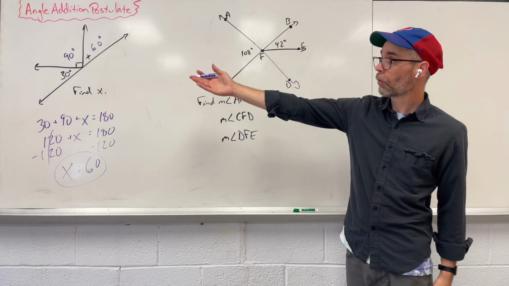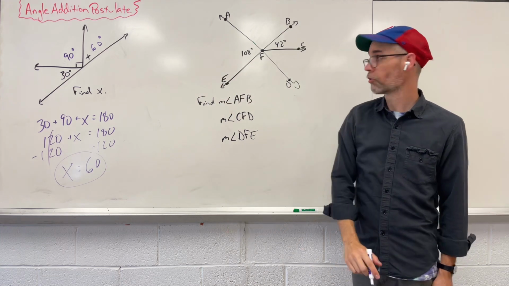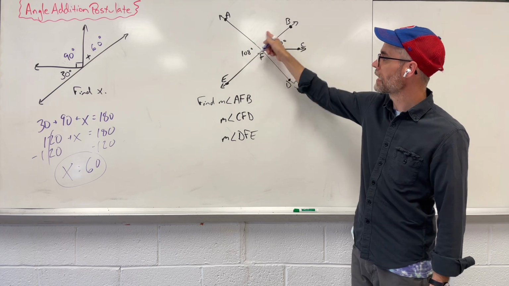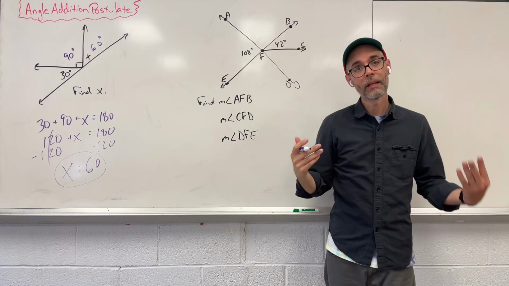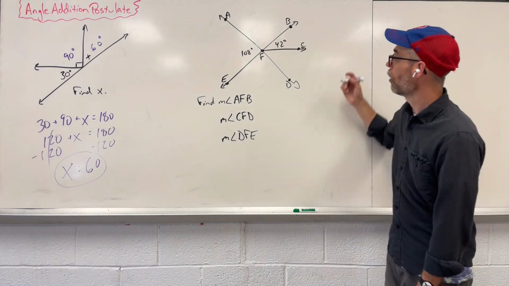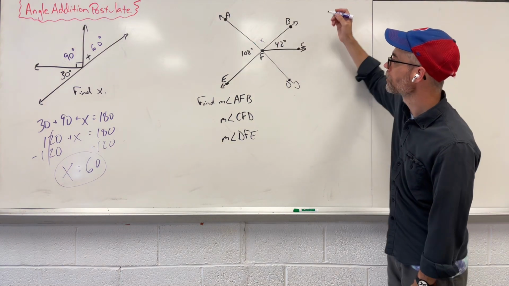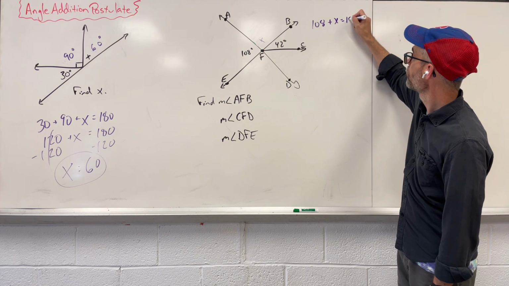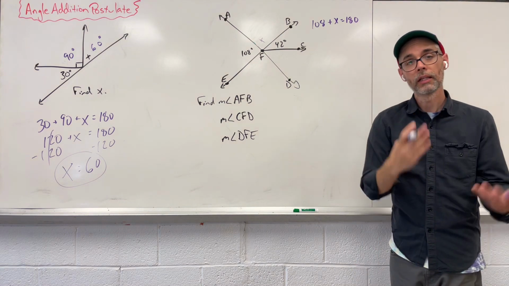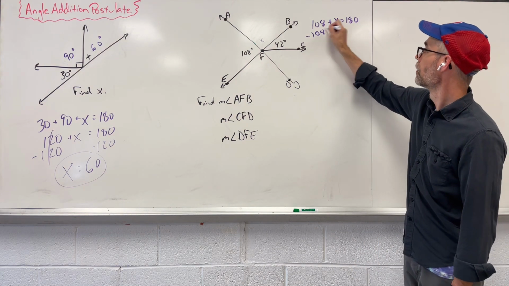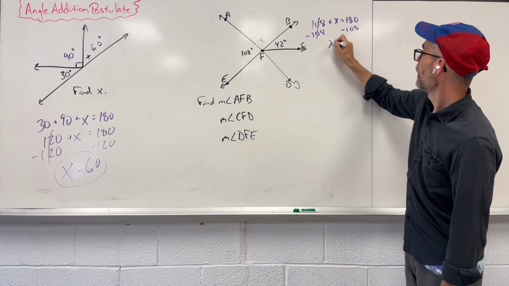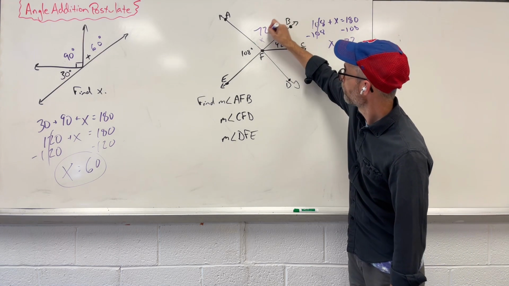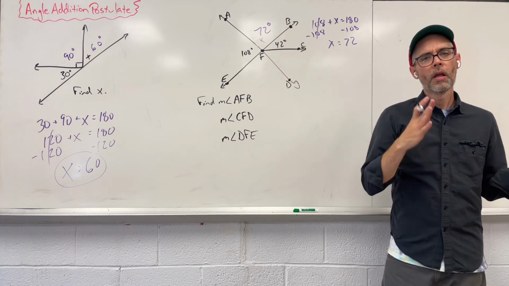So, like over there where I had three angles that added up to 180, it doesn't have to be three, it could be two. I have two angles right here that form a straight line. They are supplementary to each other. So I can say, I'm going to call that x, 108 plus x equals 180. Let's move that 108 from both sides, and x is left with 72. So I now get a measure of 72 degrees here.